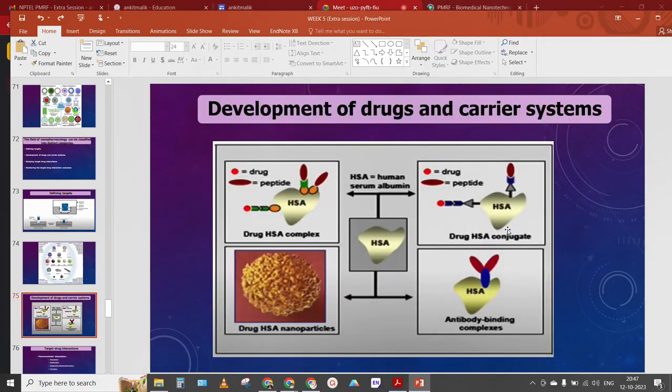Next, the development of drugs and carrier systems. Here we have an example of human serum albumin. The white, creamish color is the human serum albumin. Here we will target our drug and peptide with the human serum albumin, that will conjugate with the drug as HSA. Then we go to the antibody binding complexes, and it looks like this, drug HSA nanoparticles, when viewed in electron microscopy.